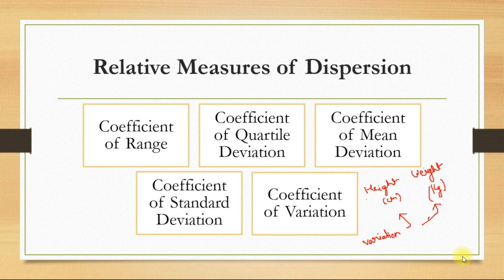So basically, absolute measures are used to explore variation within a particular characteristic or variable. Like here, if I want to know the variation within the height variable, then we should use an absolute measure. But if I want to know the variation between height and weight, that means intervariable dispersion, then we should use relative measures of dispersion. We will discuss in detail each measure of dispersion in upcoming videos. So don't worry, it's just a brief, and we will definitely cover all the measures in detail in subsequent videos.